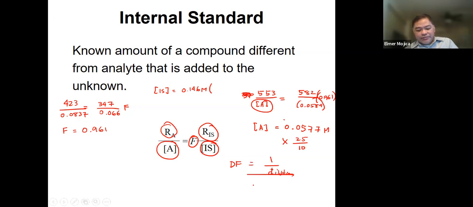And if you have that, 0.0577 times 25 divided by 10, so you have around 0.144.